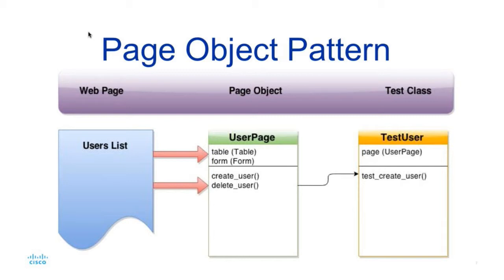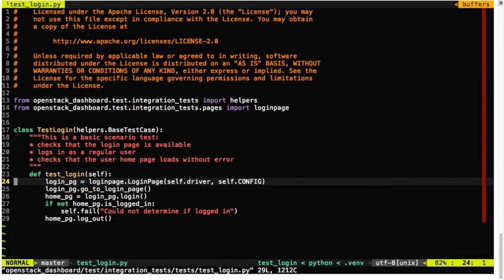So the page object itself is just an object-oriented representation of a web page. This page object is then used by a test class that can get an instance of the page and perform actions on that page. So now you know what a page object is, and you can see how easy it is to execute and run Horizon integration tests.